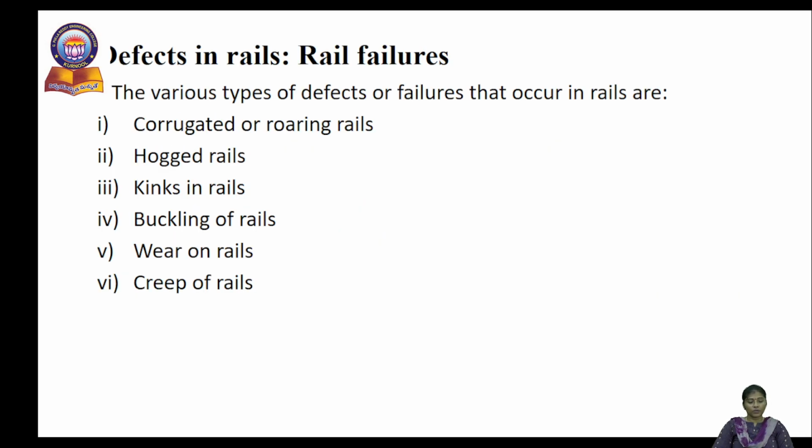So the next topic is various defects in rails. What are the different types of rail failures that in general occur? We have different types of rail failures, that is corrugated or roaring rails, hogged rails, kinks in rails, buckling of rails, wear on top and creep of the rails. Let us see them one by one briefly.